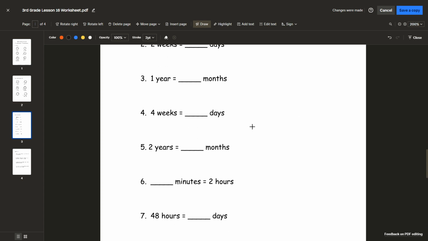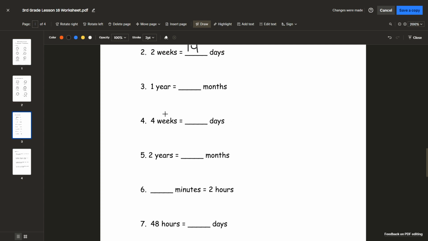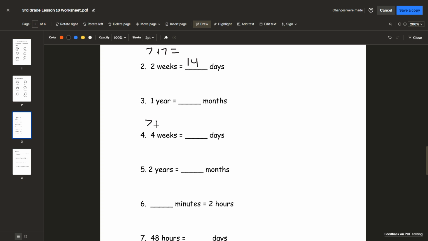Okay, let's do number 4. So there's 4 weeks equals blank days, like this one before. We do 7 plus 7 plus 7 plus 7. 7 plus 7 equals 14, and then 7 plus 7 equals 14, so we can do these two, equals 28, and that's our answer.